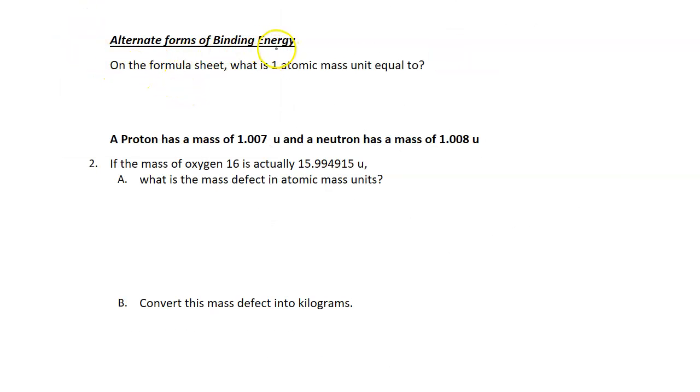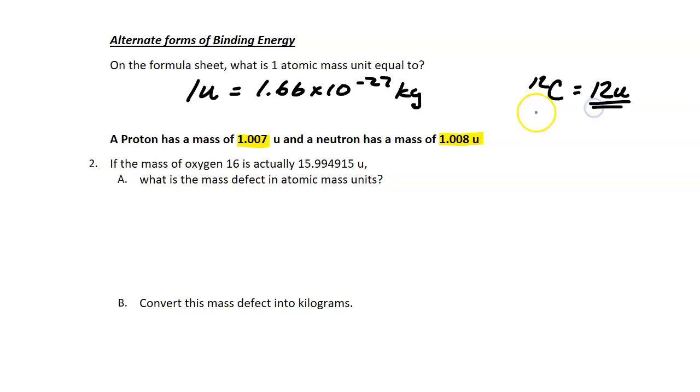So another way that we can calculate things with binding energy is based on the atomic mass unit. Now this is on your formula sheet, 1.66 times 10 to the negative 27 kilograms. Now a proton in this case would therefore have a mass of actually 1.007 atomic mass units, and a neutron would have a mass of 1.008. Now this comes from the fact that carbon 12 will have exactly 12 atomic mass units. And so the atomic mass unit accounts for a little bit of that defect. So protons and neutrons are actually just a tiny bit heavier than the regular atomic mass unit.